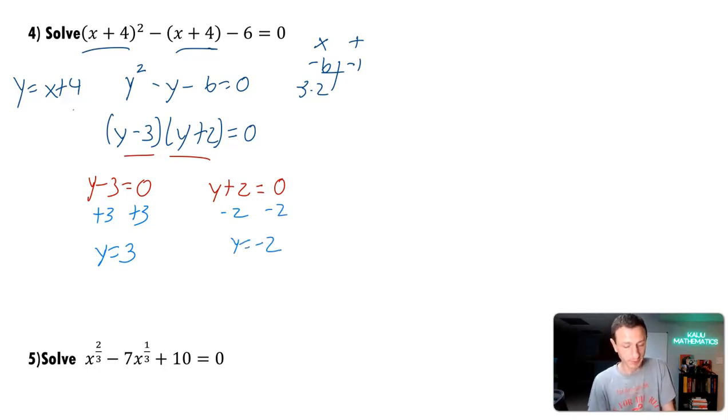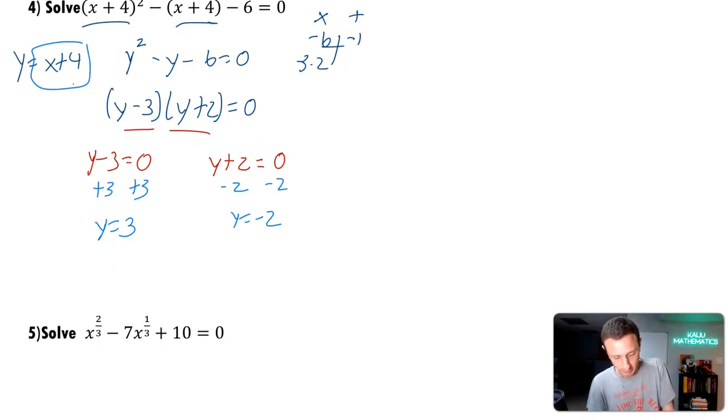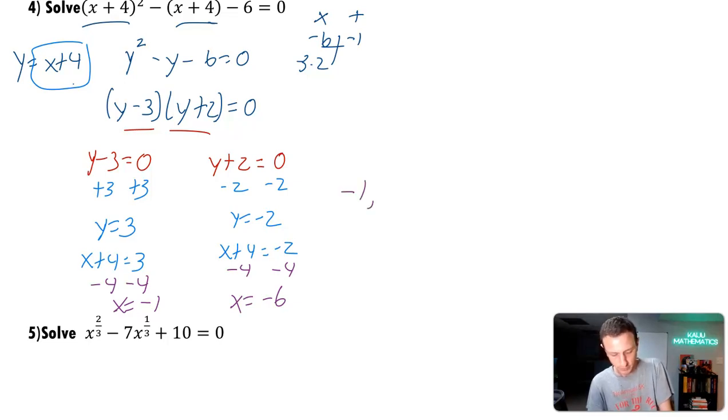Now, all I have to do to figure out what x is, because we created a new variable y, so we don't know exactly what x is, but I can substitute back x + 4 for y. So x + 4 = 3 and x + 4 = −2. Subtract 4: x = 3 − 4 is negative 1. Subtract 4: x = −2 − 4 is negative 6. Those are my two solutions, negative 1 and negative 6.